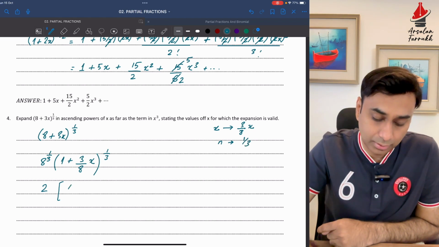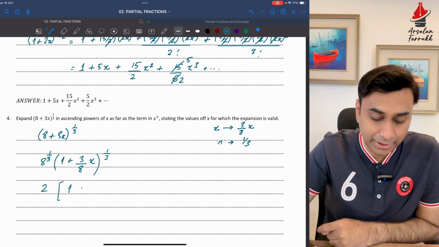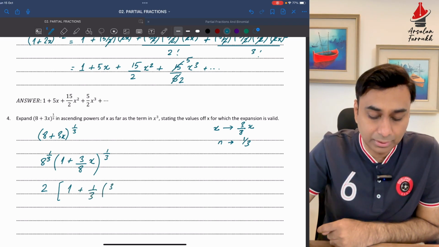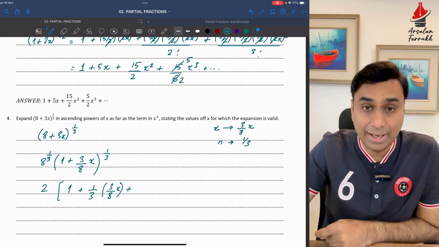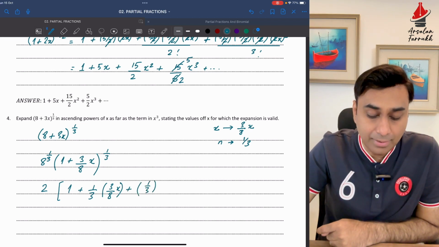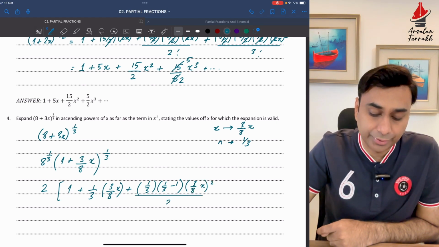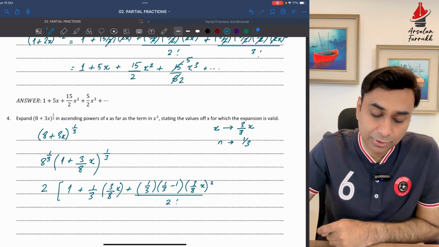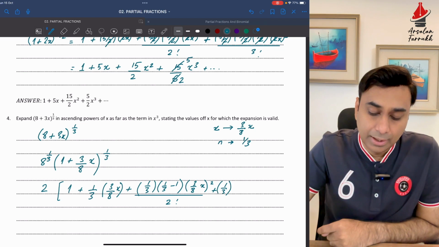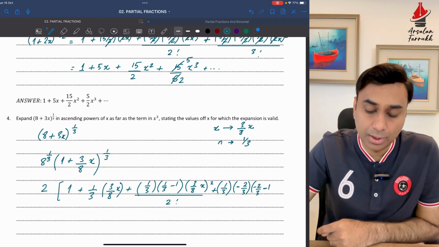So you apply the formula 1 plus nx. n would be 1 upon 3 and x would be 3 upon 8x. Plus n, which is 1 upon 3, times n minus 1, which would be 1 upon 3 minus 1, times 3 upon 8x whole square divided by 2 factorial. Then you write down the next term, and that's going to be 1 by 3 times minus 2 by 3 times minus 2 by 3 minus 1, times 3 by 8x whole cube divided by 3 factorial.